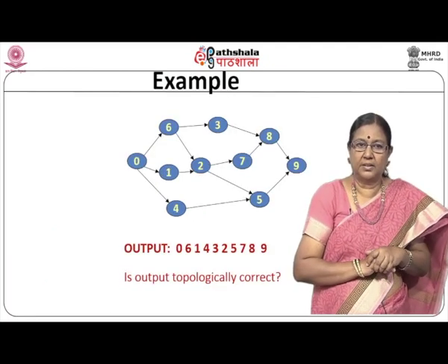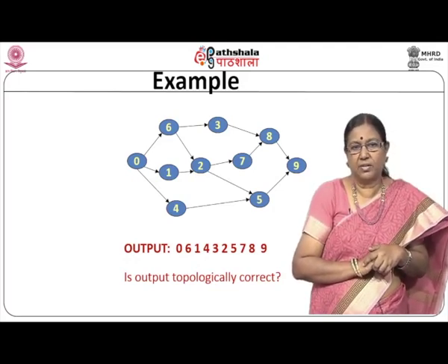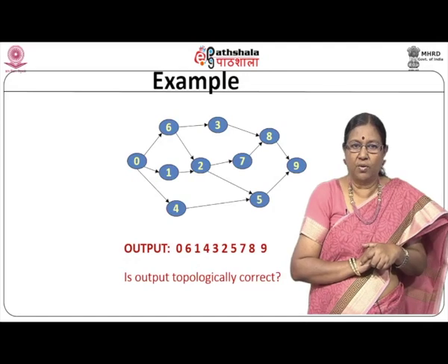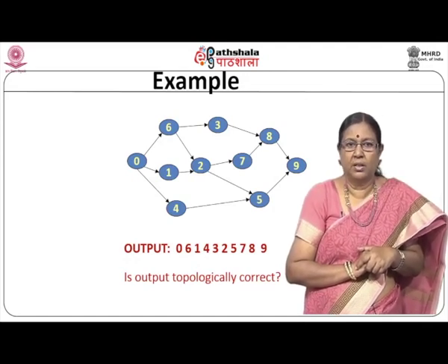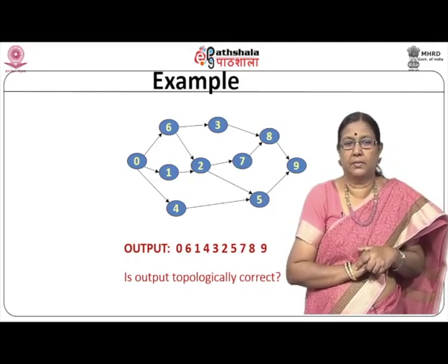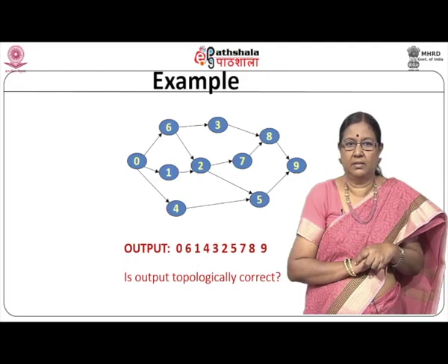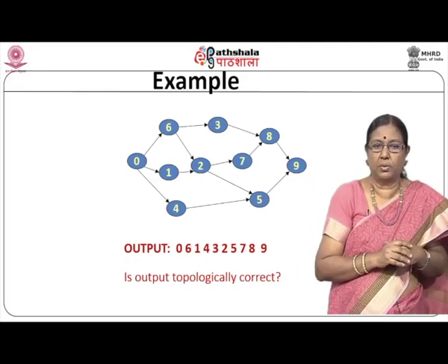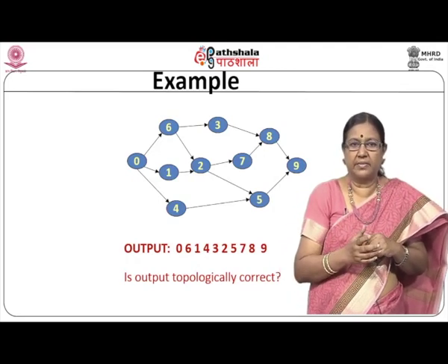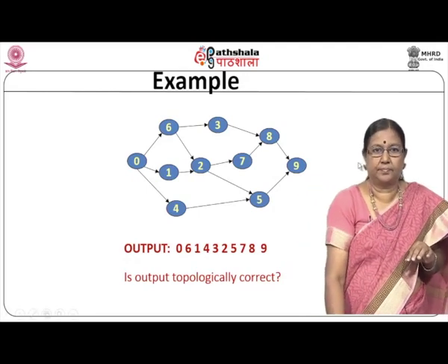So, is this topologically correct? Yes. After 0, you could have done 6, and then 1. So, you do 0 6 1. Now, you can do 4 because that requires only 0. Then because you finished 6, you can do 3, and because you finished 6 and 1, you can do 2. Now, because you finished 3, nothing more can be done. Because you finished 2, you can do 5 and 7, because 4 is also over. So, 5 is first taken, and after 5, you can do 7. Now, after 3 and 7 are over, you can do 8. After 5 and 8 are over, you can do 9. So, this is topologically correct.